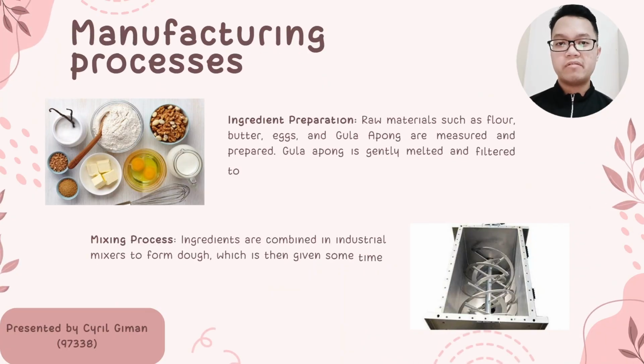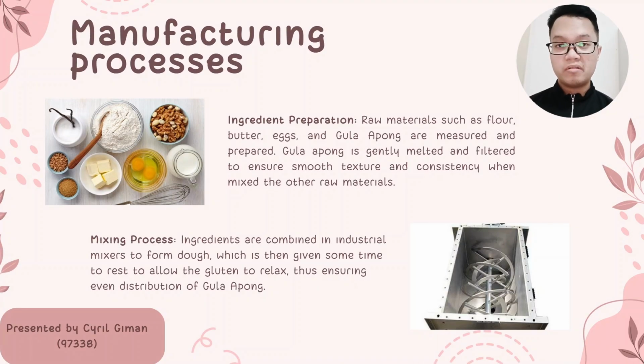Next, we have the manufacturing process of the gula apong biscuit. Mainly, we have 5 processes. Starting with the preparation of ingredients, we prepare raw materials like flour, butter, eggs, and gula apong, which are measured and then prepared accordingly. The gula apong is gently melted and filtered to ensure smooth texture and consistency when it is later mixed with the other ingredients. Each unit of ingredients is sufficient to form one dough.